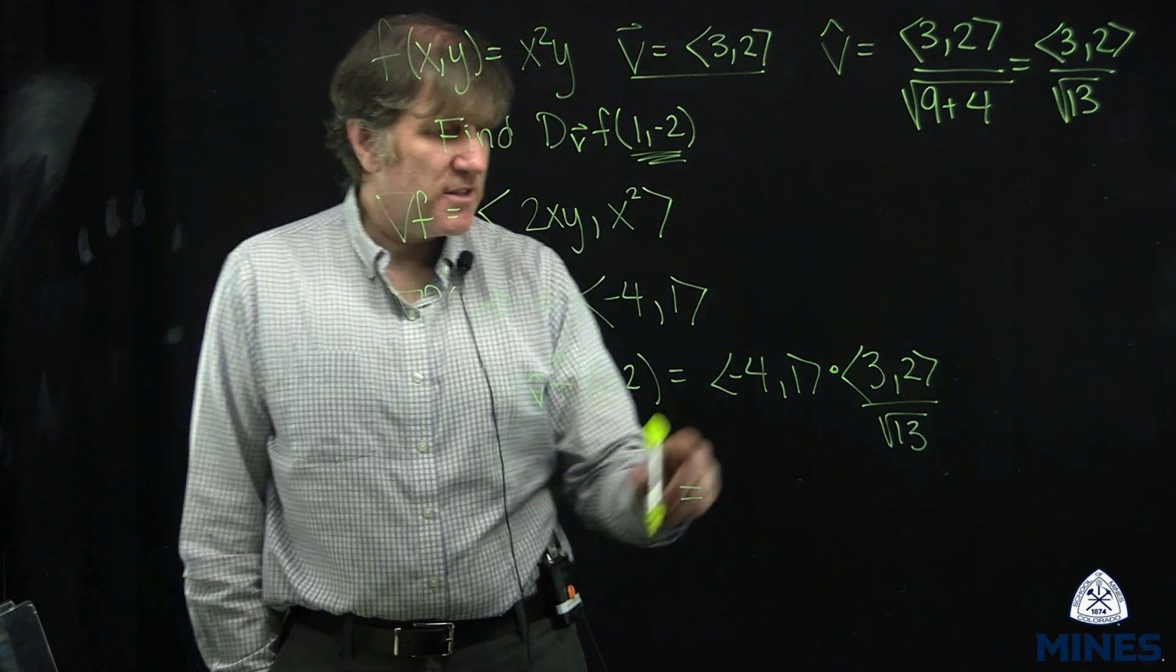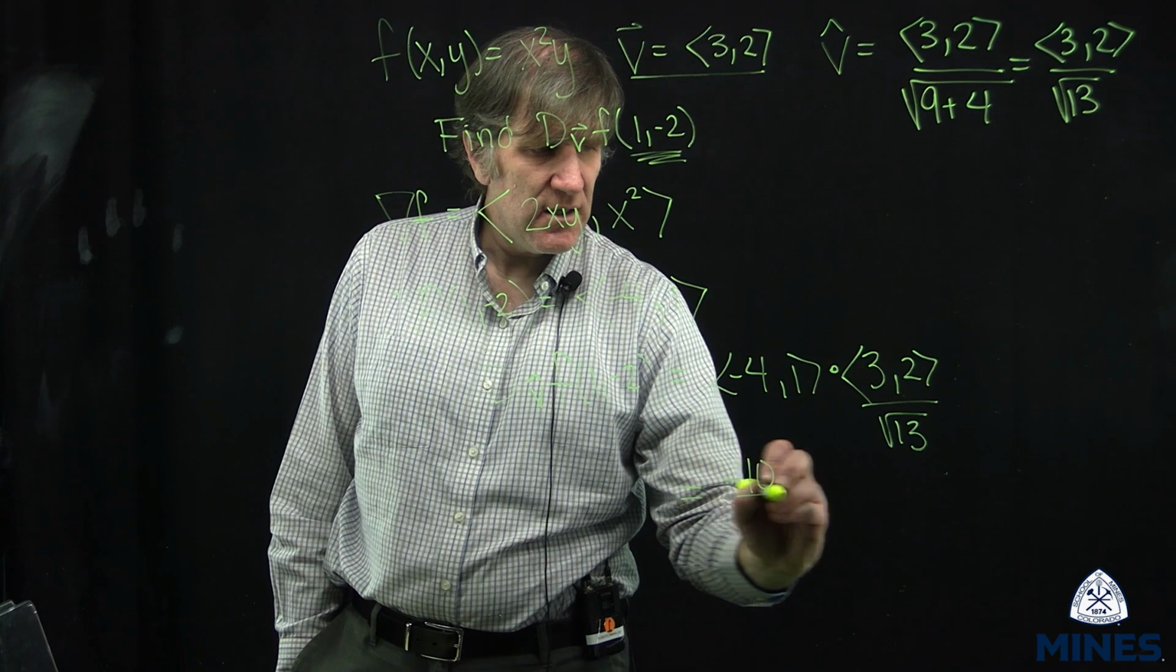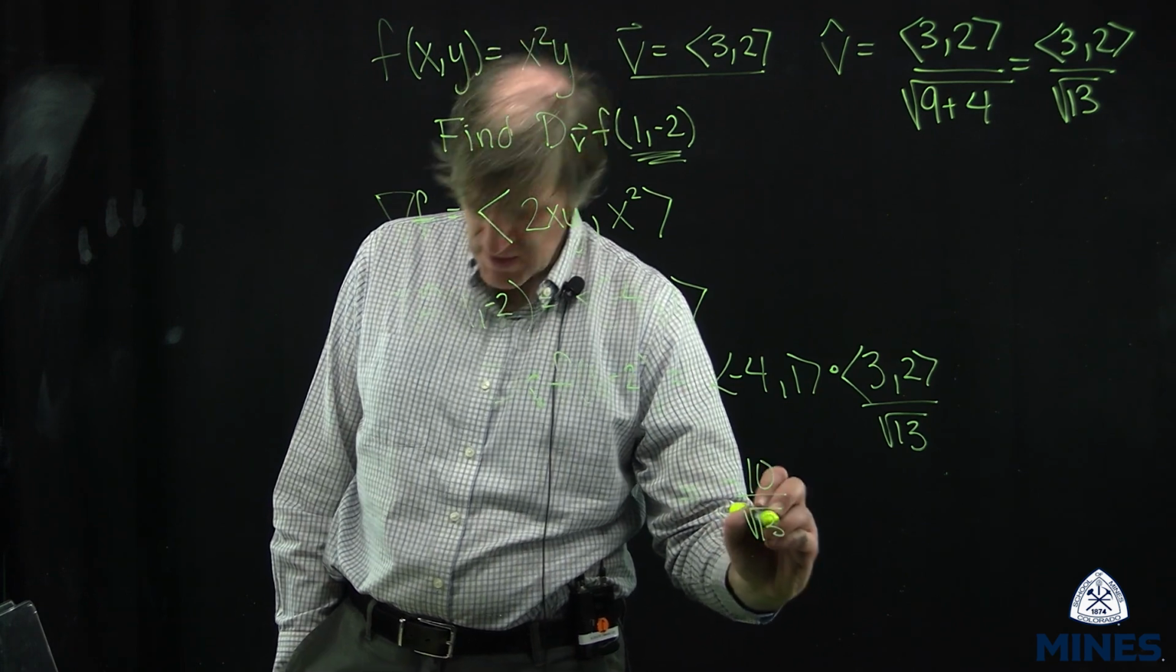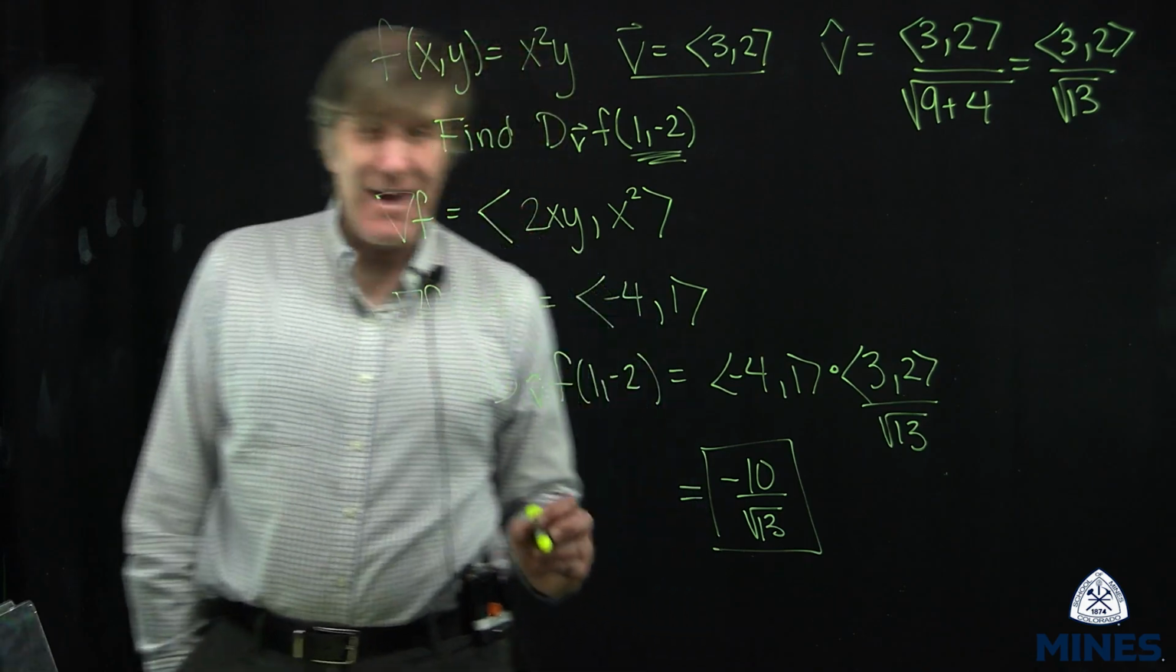So the dot product is negative 12 plus 2, so negative 10 over the square root of 13. That is the directional derivative and our answer.